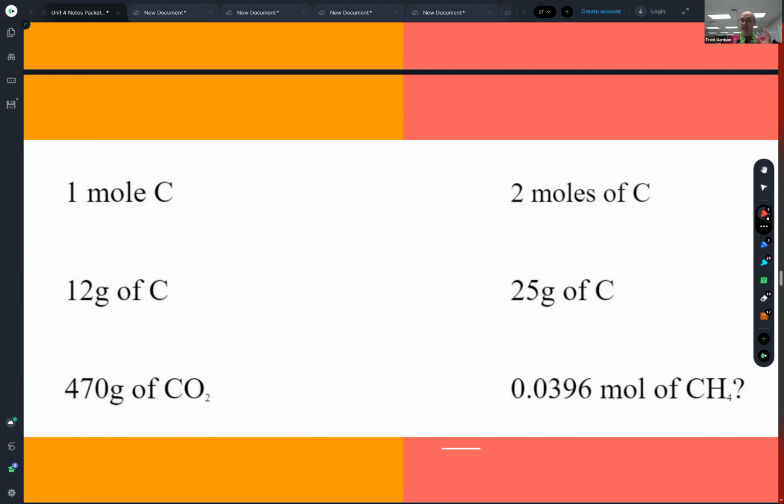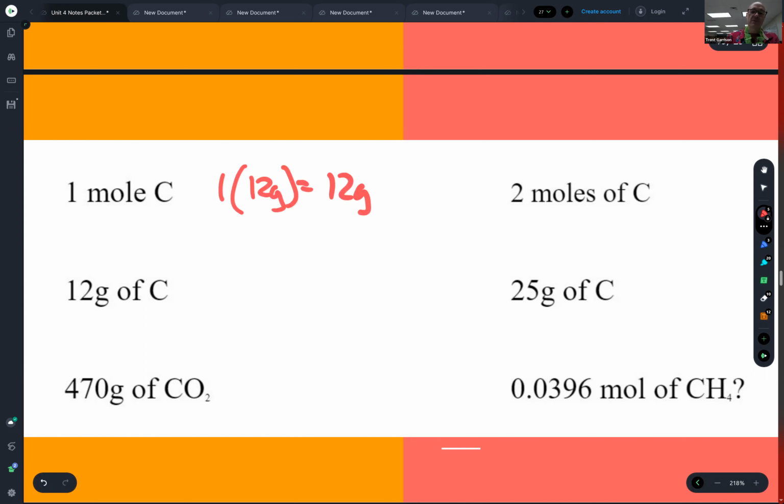We already know how to calculate a molar mass because we did this last class. Molar mass is just the weight off the periodic table. So if carbon weighs 12, what we need to understand is that if I have 1 mole, that's 1 times 12 grams, which is 12 grams. So 1 mole of carbon would weigh 12 grams. Well, that would actually have 6.02 times 10 to the 23rd atoms.